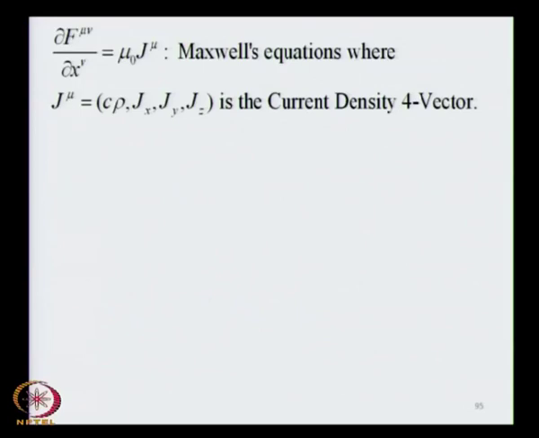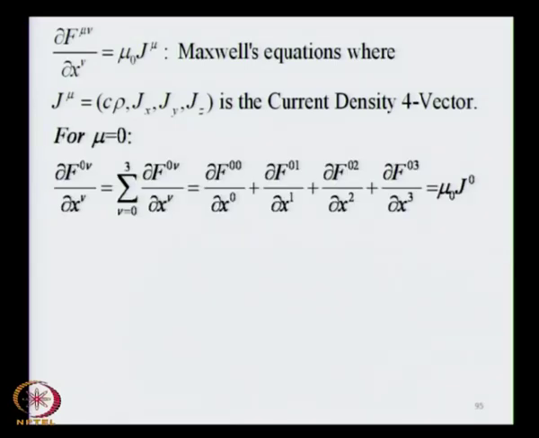And let us just satisfy ourselves that this notation gives us consistent relationships which we have seen earlier in the ordinary vector notation. So, you have the Maxwell's equations and you have got the current density 4 vector, and if you just take the particular case, put mu equal to 0, then all I have done over here is to put mu equal to 0. So, this is del by del x nu of F 0 nu, and this index nu which appears twice is the one over which you carry out the summation.